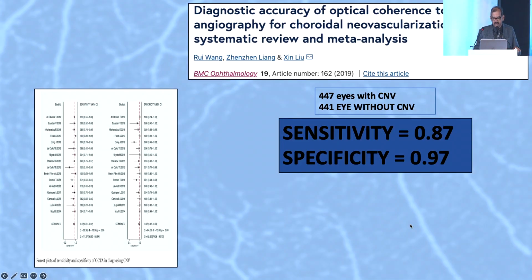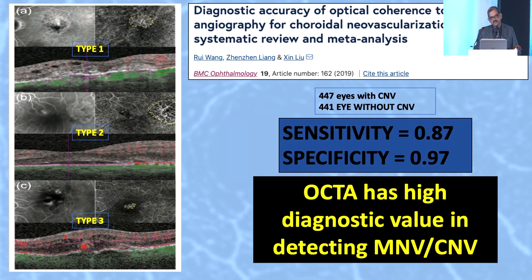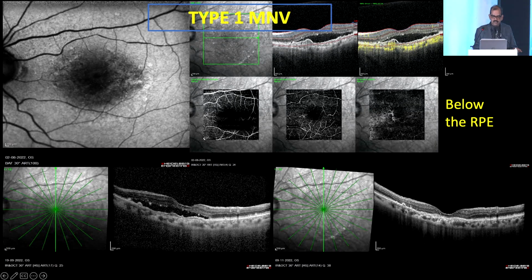Age-related macular degeneration is one condition where the potential of OCT angiography, in my opinion, is best utilized these days. It has a high diagnostic value in detecting macular neovascularization and choroidal neovascularization. This is a type 1 macular neovascularization, which is present below the RPE. Here you can see this yellow flow on cross-section below the retinal pigment epithelium, and similarly on en face angiogram you can see the vascular network is present below the RPE.